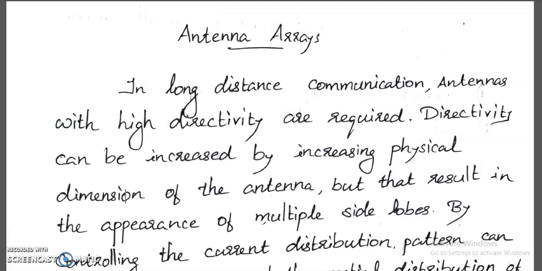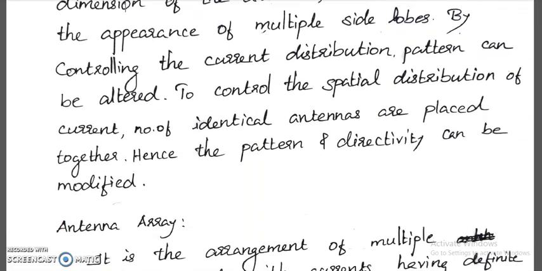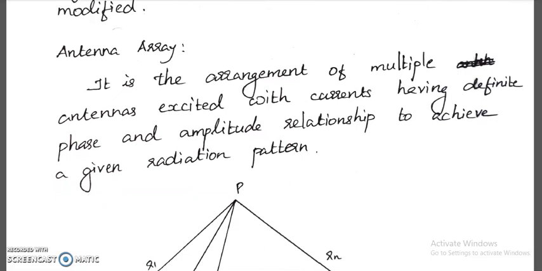So we want to alter the radiation pattern, which can be achieved by controlling the current distribution. So we use a number of identical antennas, then we control the spatial distribution of the current. So we can alter the radiation pattern and we can achieve the given directivity. So we can say that an antenna array is the arrangement of multiple antennas. They are excited with currents having a definite phase and amplitude relationship to achieve a given radiation pattern. That means we want to achieve the given directivity.